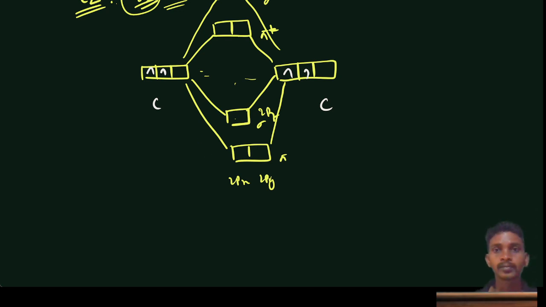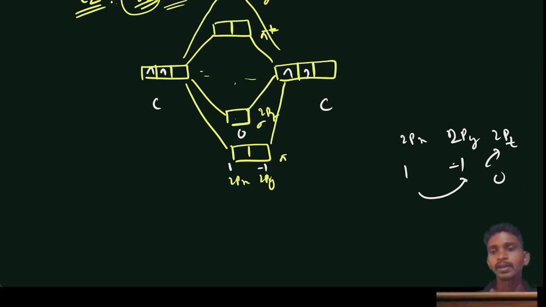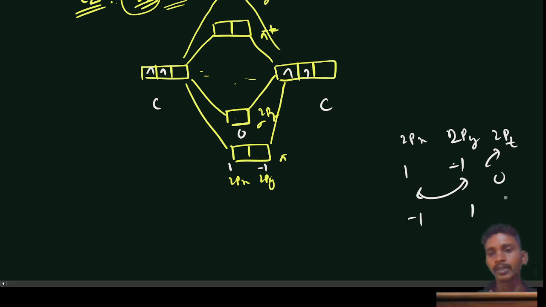Okay, so these values are 1 and -1. You know that the sigma z value is 0. So among 2px, 2py and 2pz, the 2pz value will be 0, and this is 1, this is -1, this can be -1, this can be 1, but this value is always 0. So the sigma orbital is always 2pz and that value will be 0.